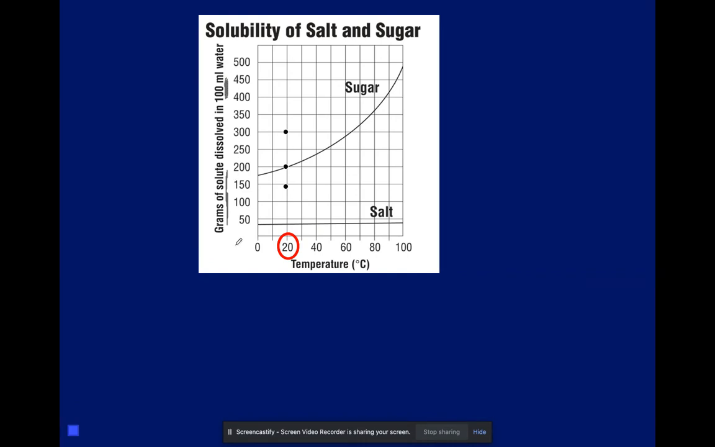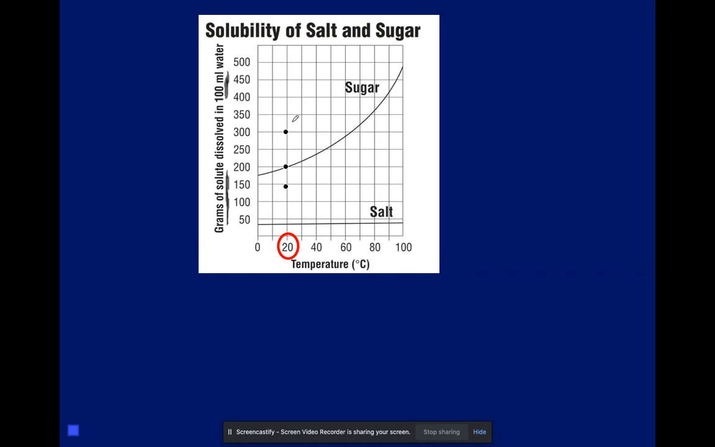There are really three things going on here, and you have to be careful, because these three ideas can change, and when they change, the solution changes. Temperature is one variable. The amount of solute that you're adding is another variable. And the amount of solvent is the third variable.